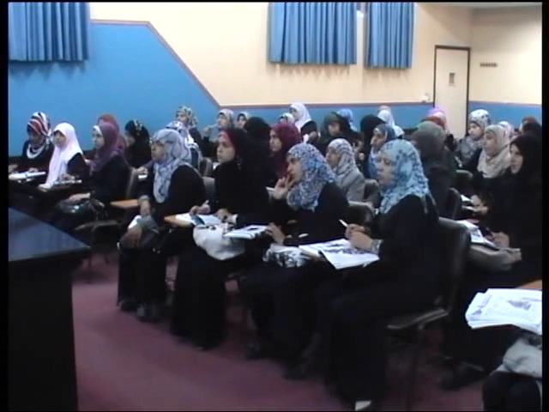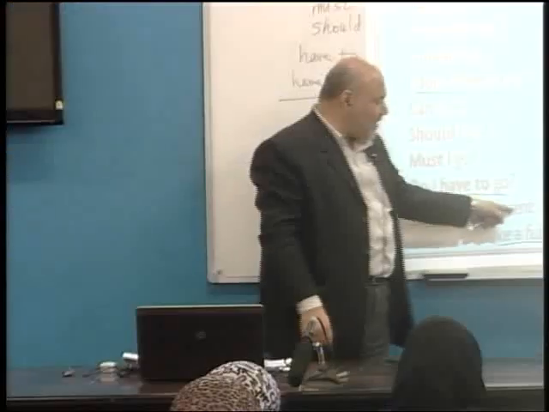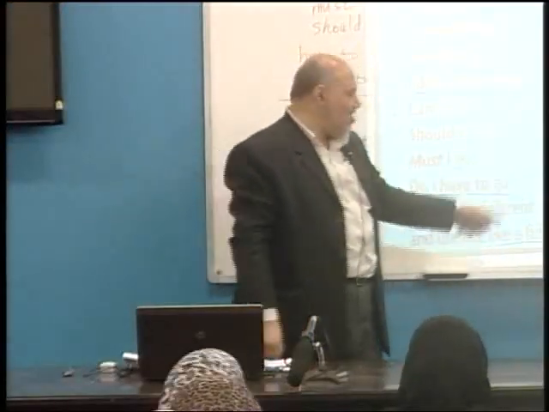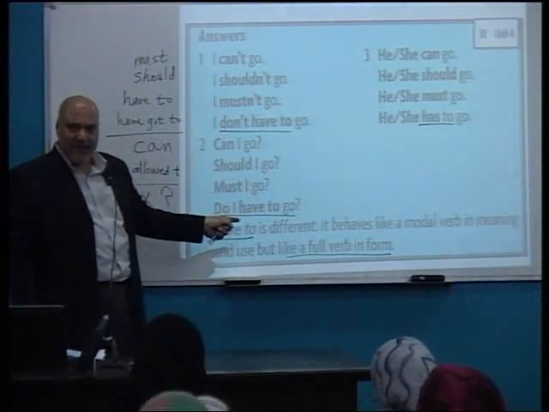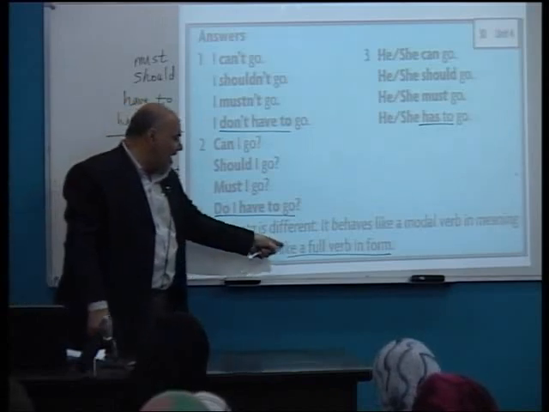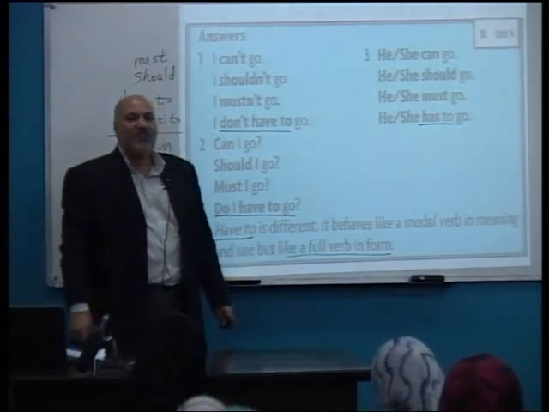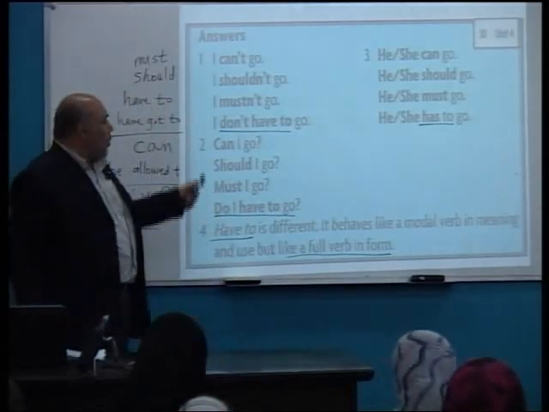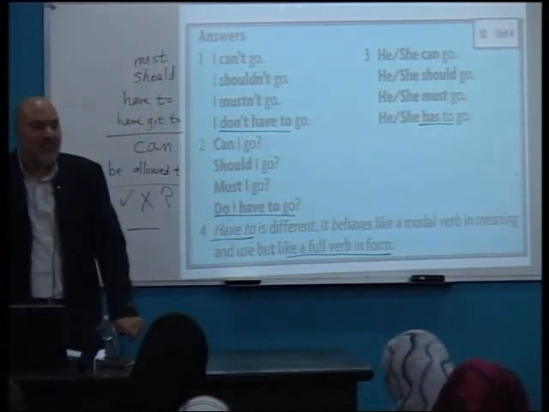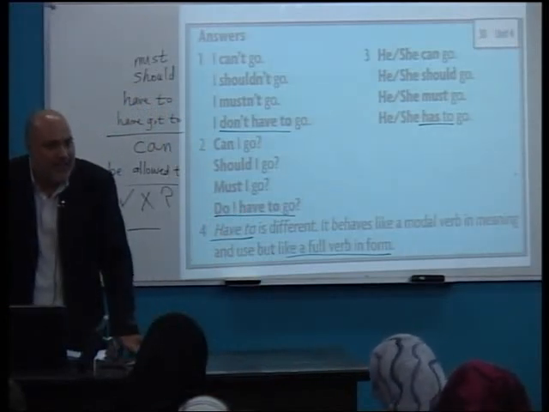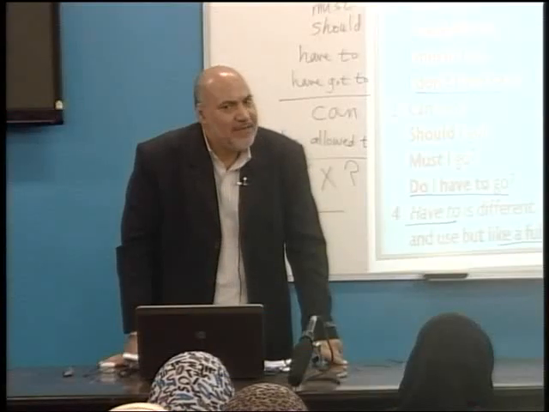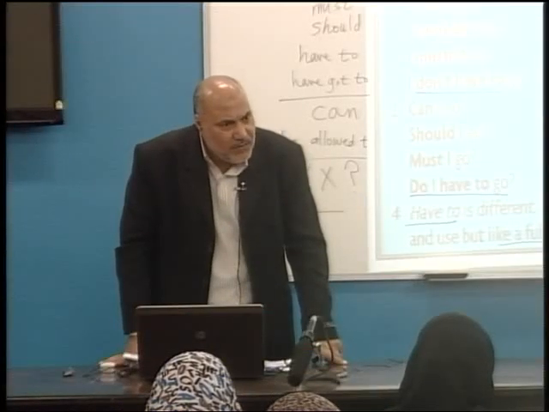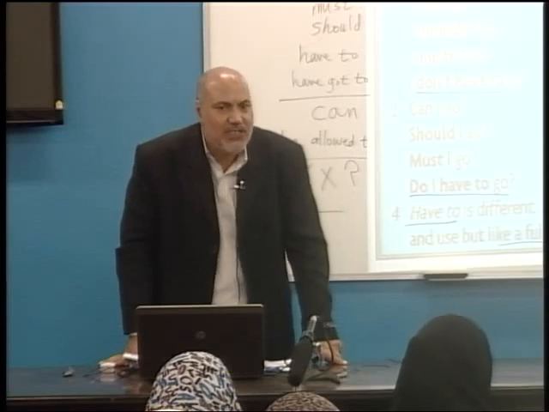Have to. Have to is what? Have to is different because it behaves like a modal verb in meaning and use, but it's like a full verb in form. So can and can't express permission. Should and must and have to express obligation.